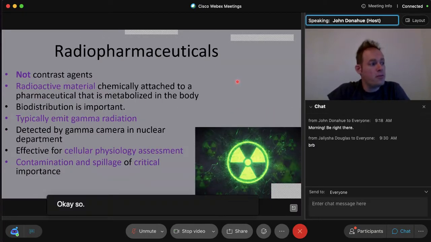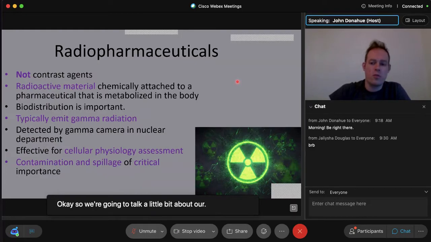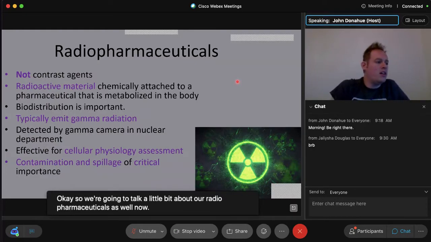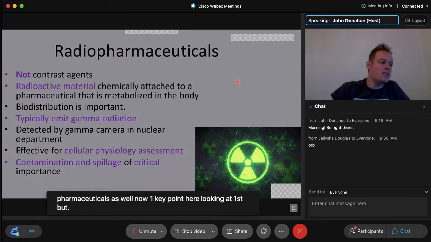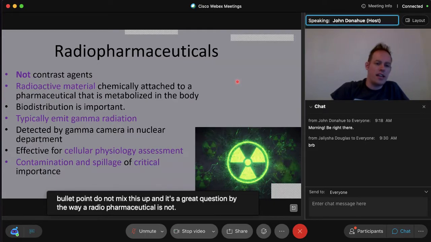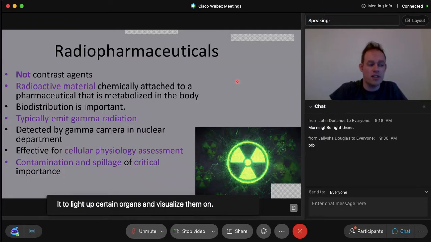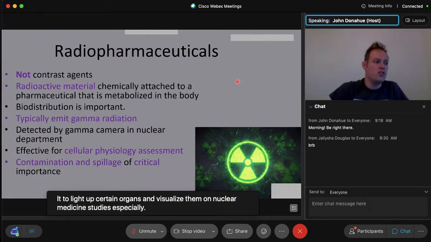Okay, so we're going to talk a little bit about our radiopharmaceuticals as well. Now, one key point here, look at that first bullet point. Do not mix this up. And this is a great question, by the way. A radiopharmaceutical is not a contrast agent, even though we do use it to light up certain organs and visualize them on nuclear medicine studies, especially. Do make sure you make note that it is not considered a contrast agent.